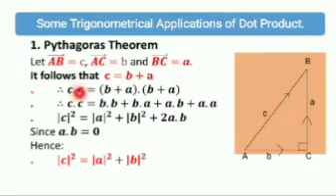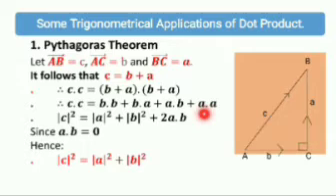Because we are using dot product, we are going to use c dot c is equal to b plus a dot b plus a. Now let's try to open the brackets. So we have b dot b, which is this one. We have b dot a, which is this one. We have a dot b, which is this one. And we have a dot a, which is this one.